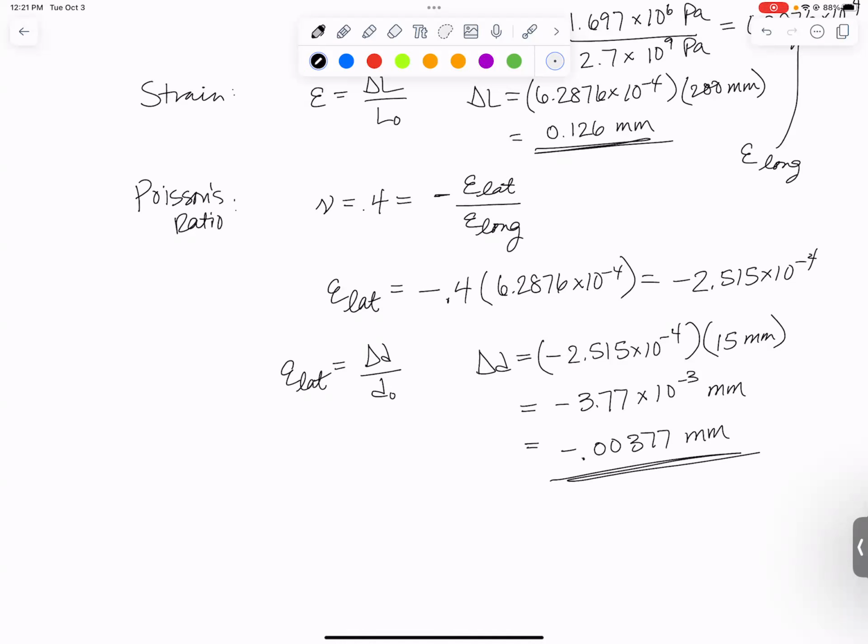All right, and that is the end of our notes on material properties, the beginning of chapter 8.